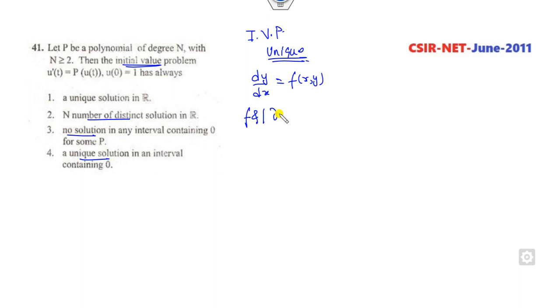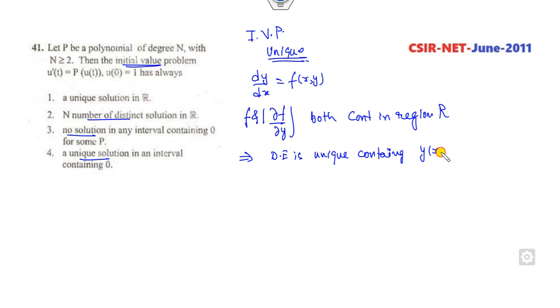the partial derivative of f with respect to y, if both are continuous in the region say R, then you can say this differential equation has a unique solution containing the initial point x₀. So what is the initial point? It is 0. So what is my f?